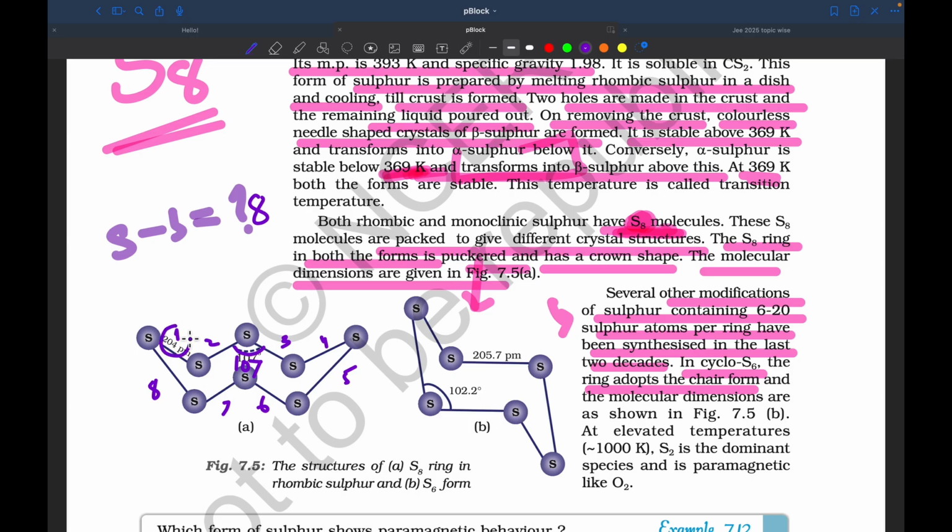107 degrees. What is the bond length? 204 picometers. Okay. So this is the S8 structure. So it looks like a chair-like structure. What is the bond angle here? 102. So this is a bit smaller than this, right? So this bond angle is 107. This is a bit smaller, and this length is bigger.